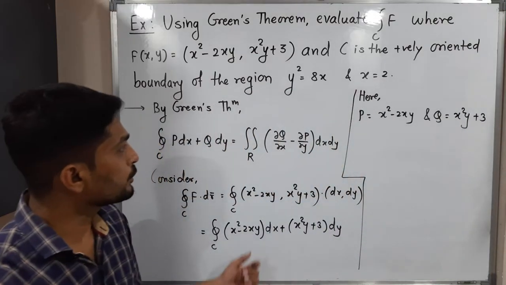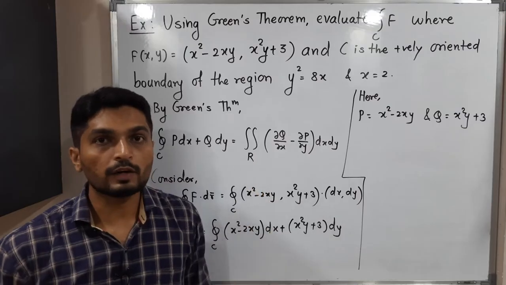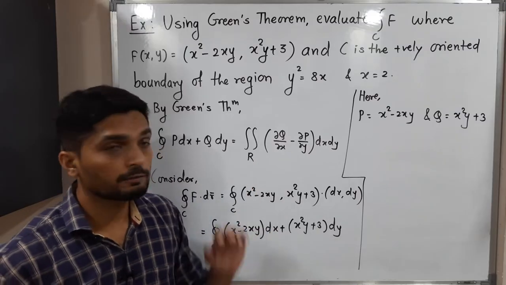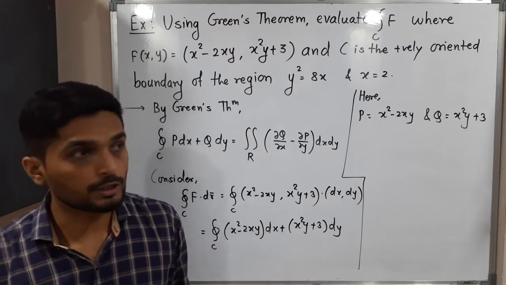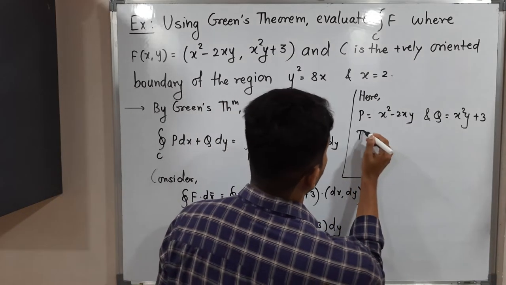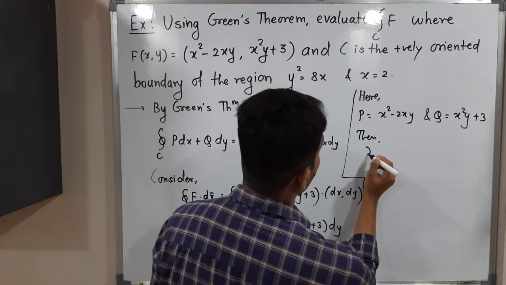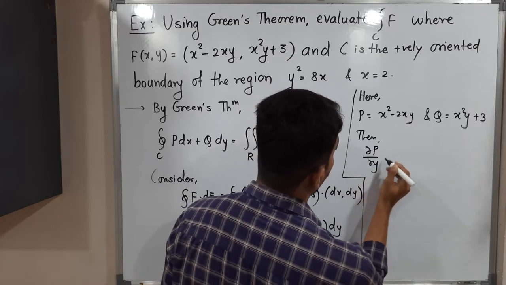Okay, so now to use Green's theorem, we should find the derivative of P with respect to y first, and we have to find the derivative of Q with respect to x. So let us find both partial derivatives. What do we want first? The derivative of P with respect to y.